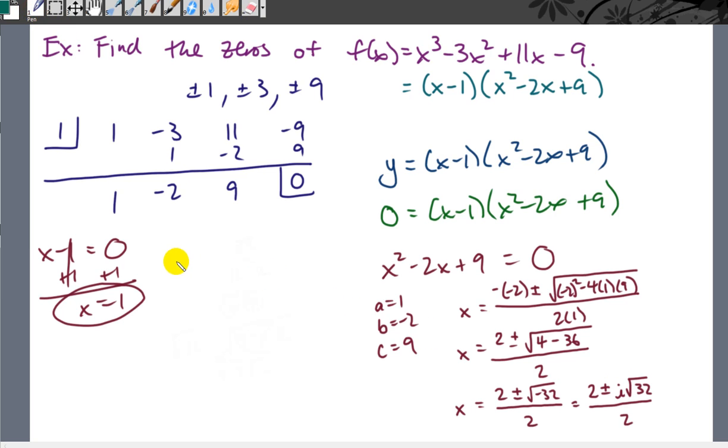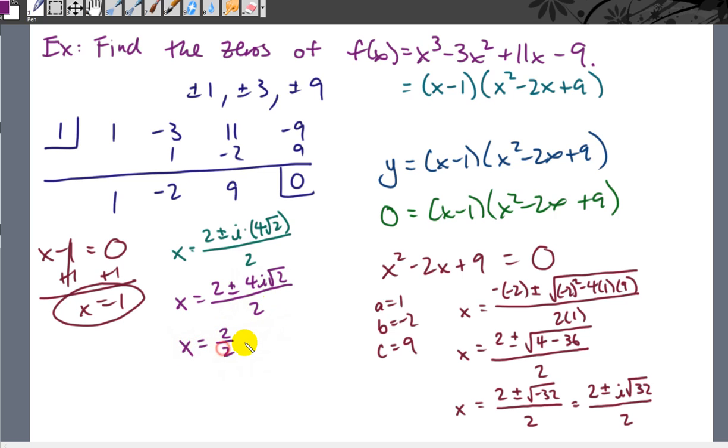So we have x equals 2 plus or minus i times 4 times the square root of 2, divided by 2. If you need to see that again, just rewind the video and you'll see that that's the same as that. Okay, so we get x equals 2 plus or minus 4i times the square root of 2, divided by 2. If we divide the 2 into each term, we get 2 divided by 2 plus or minus 4i times the square root of 2 divided by 2.